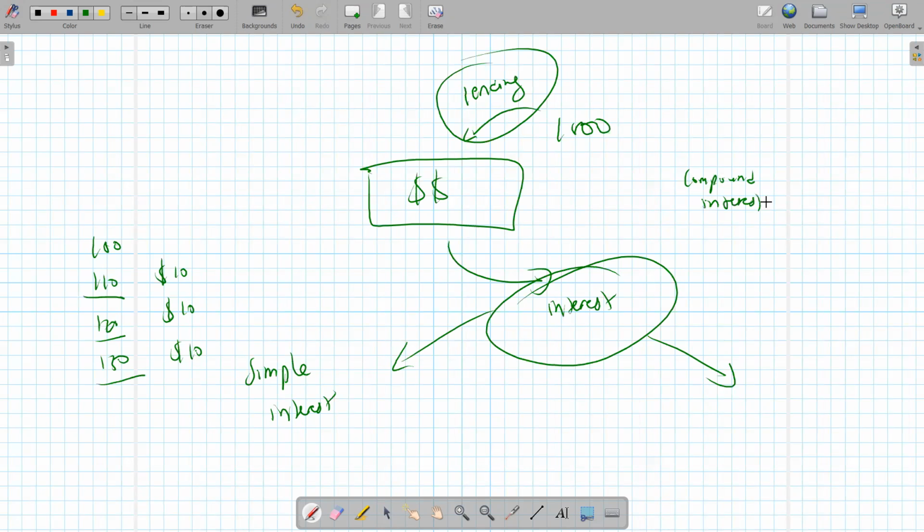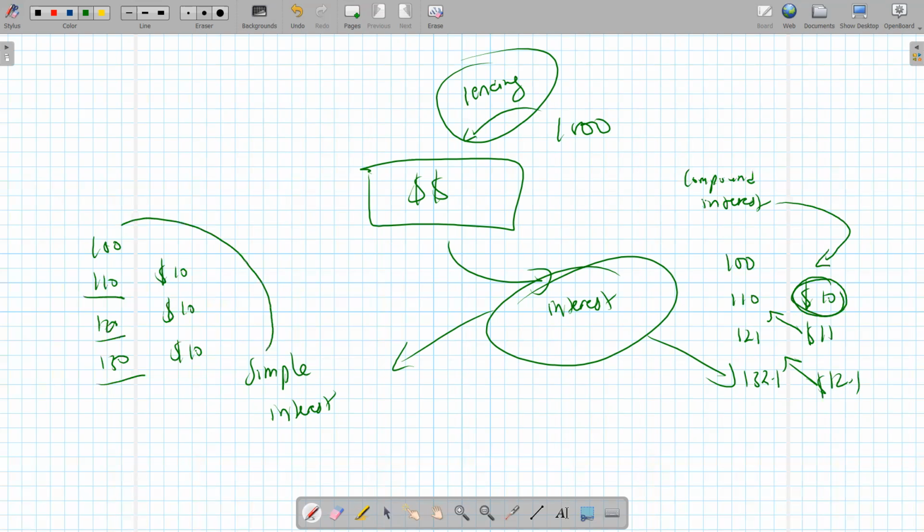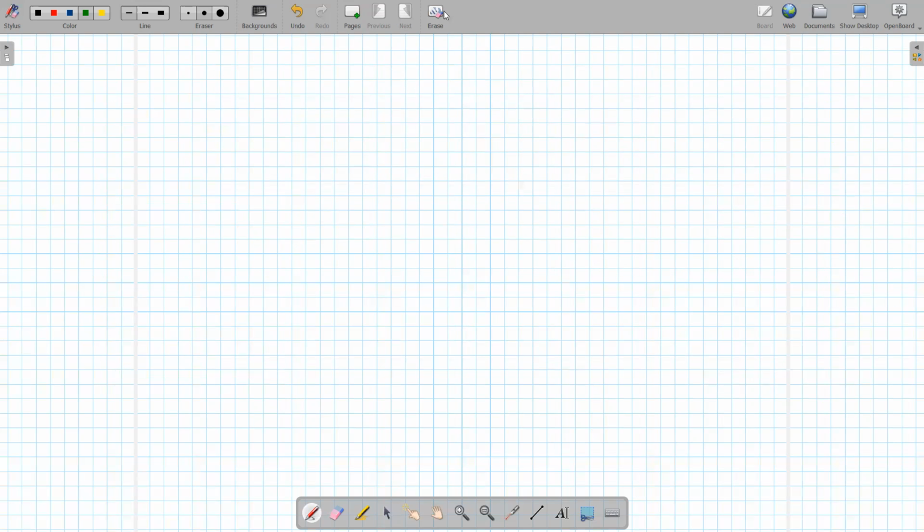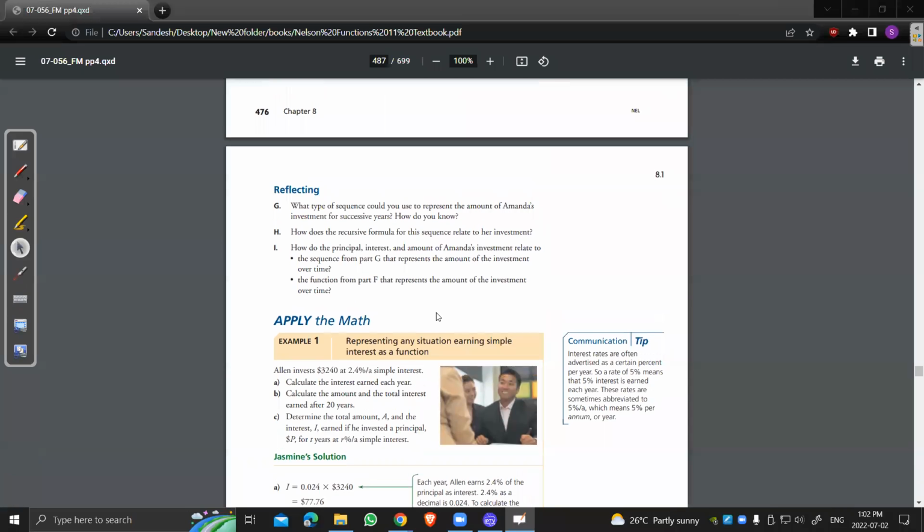And how does this work? A little bit differently. The first year, you're still gonna get $10. In total, you'll have 110, but the next year you'll get 10% of this. You'll get $11 and you'll have 121. Next year, you'll get 10% of this. You'll get $12.1 and you'll have what is this? 132.1, like that. So compound interest, you earn money on the interest itself. Simple interest, no, you only earn on the initial deposit, okay? Two types. And we're gonna look into both of these in detail.